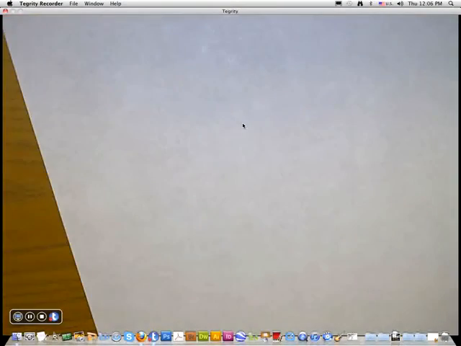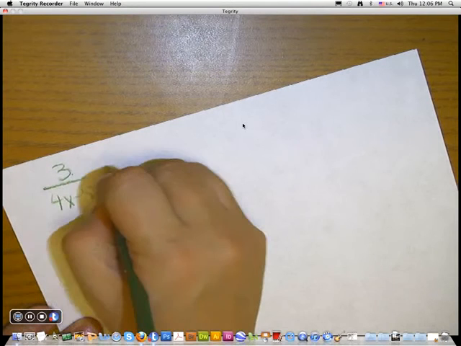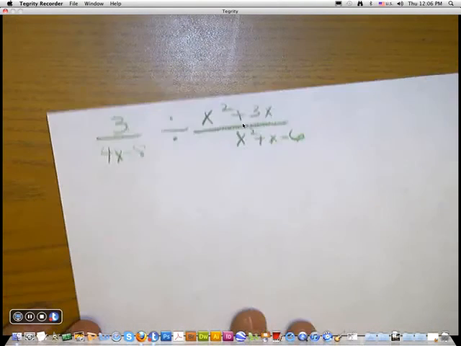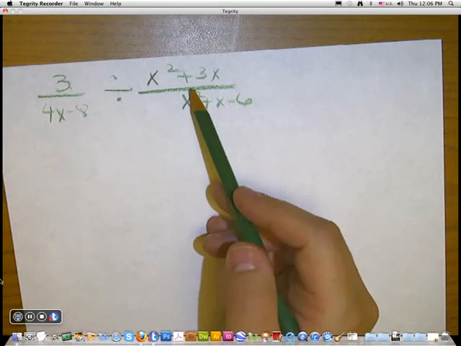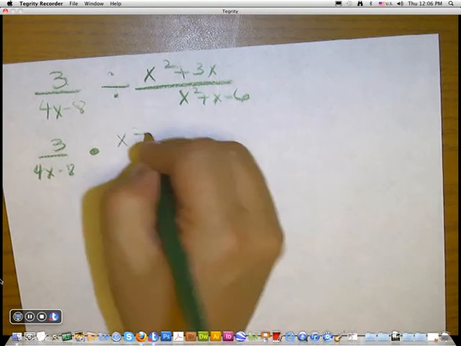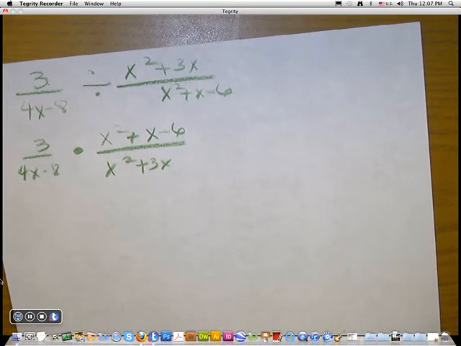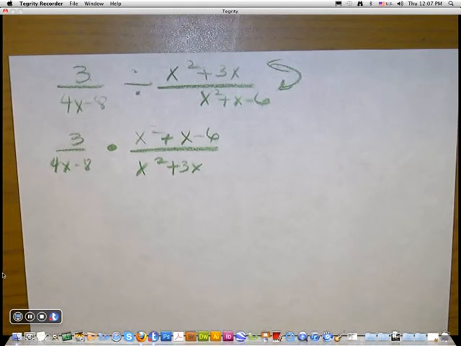All right, so let's look at a few divisions. Division is very similar to multiplication. So if you can do multiply, you can do divide. What happens with division is that instead of a multiply sign, we have a divide sign. But just like anything, when we divide with fractions, we keep the first and multiply by the reciprocal of the second. So if I can do multiply, I can do division, because the only thing I have to remember to do is reciprocate the numerator and denominator.